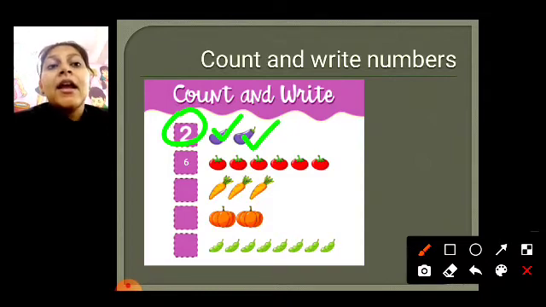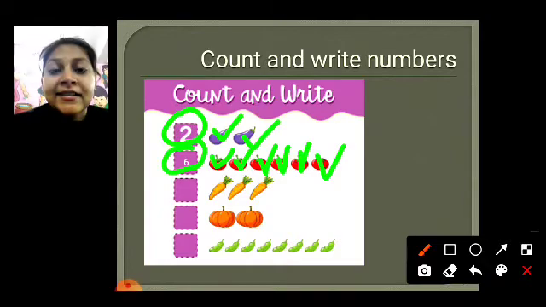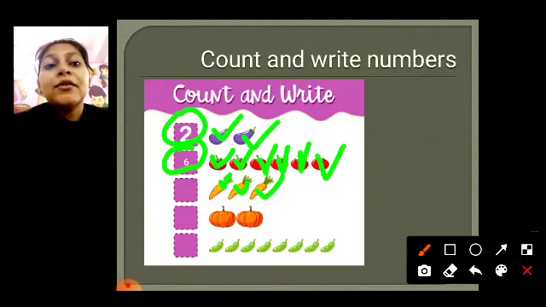Same way, after that, tomatoes. So how many tomatoes are there? So count 1, 2, 3, 4, 5 and 6. So here I write 6. Then after that carrots. So how many carrots are there? 1, 2 and 3. So here you have to write 3, right?